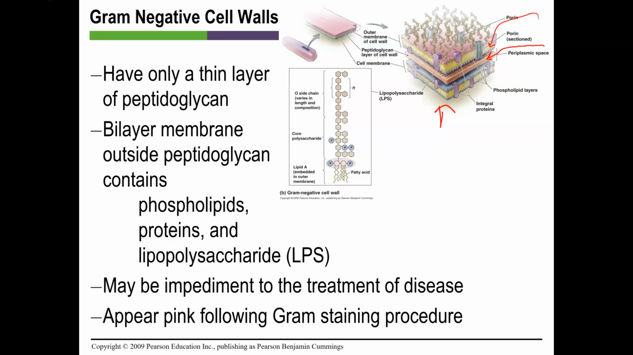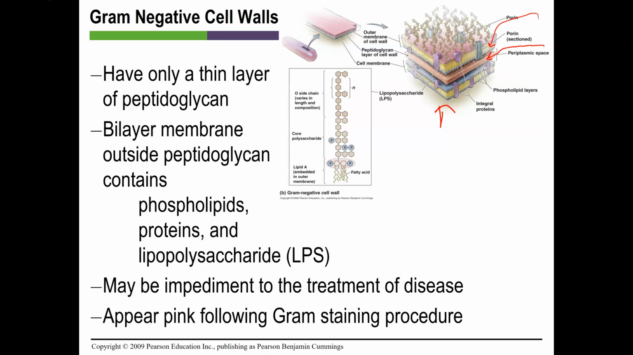Gram-positives do not have an outer membrane, nor do they have LPS. When you stain gram-negatives in the gram stain, they do not retain the purple dye, and they will appear pink when you finish the gram stain. The gram stain will be described in even more detail coming up.